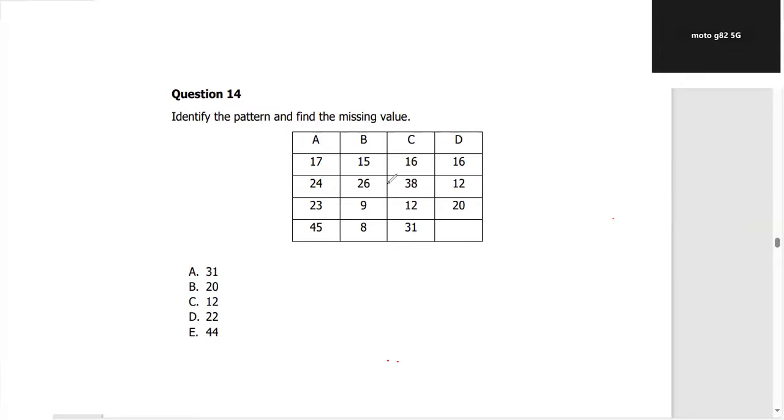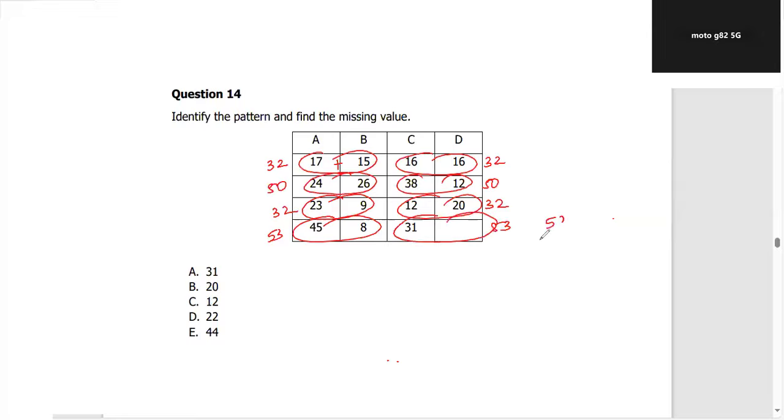Question number 14, identify the pattern and find the missing value. So what is the pattern here? If you see here, 17 plus this is equal to 32. This plus this is also equal to 32. This is equal to 50. This is also equal to 50. This is equal to again 32. This is equal to 32. This is equal to 53. So this should also be equal to 53. So this is 53 minus 31, which is 22. So the answer for 14 is option B. Okay, that's how we solve this one.